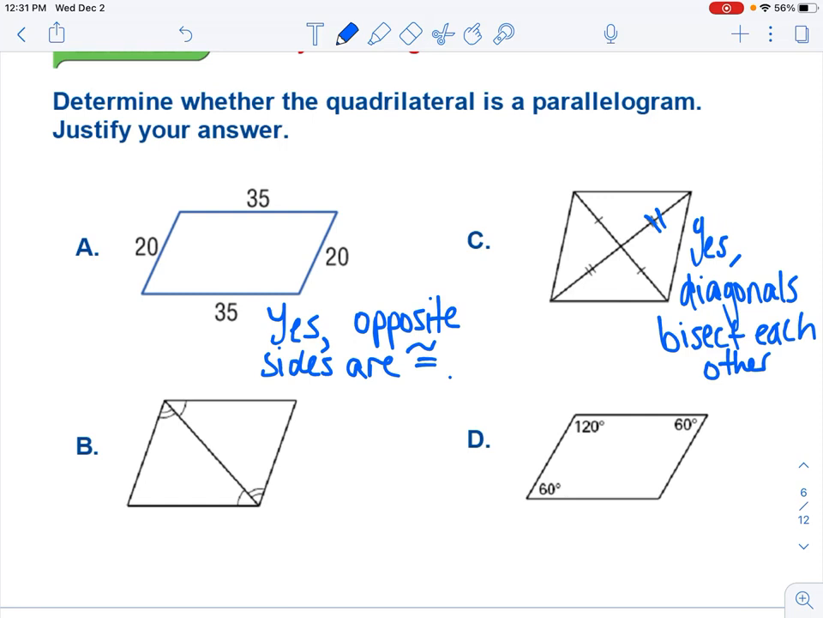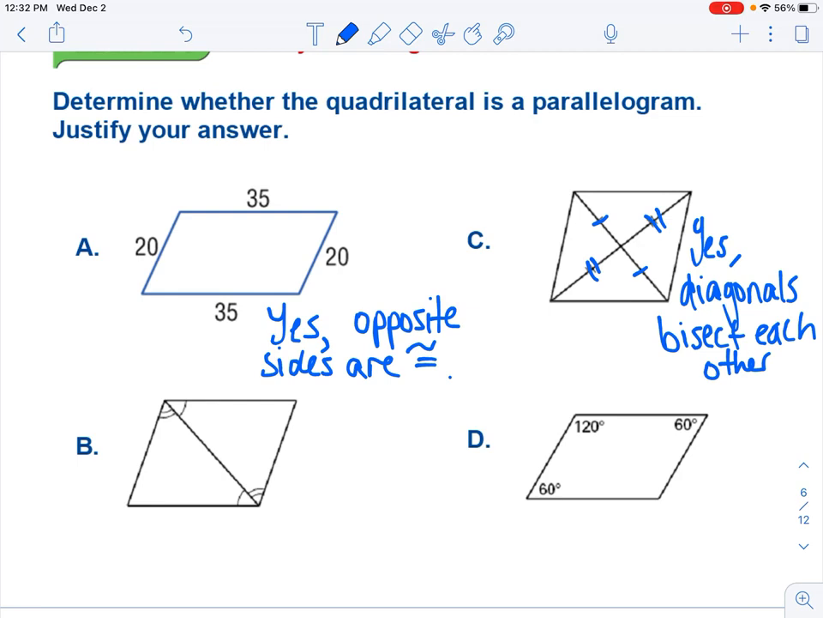They're cut in half like this. They bisect. So this is a parallelogram. It's one of our theorems that we just added. Now, B and D, as is, I would say it's a little iffy to say yes. But on each of these, we can figure out that they are parallelograms based on one of our theorems.